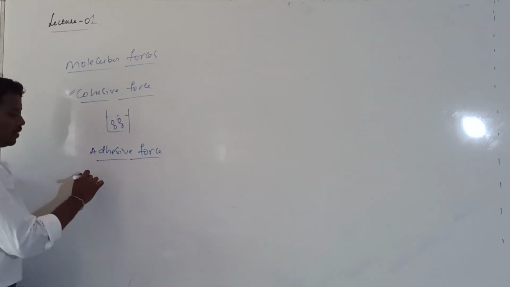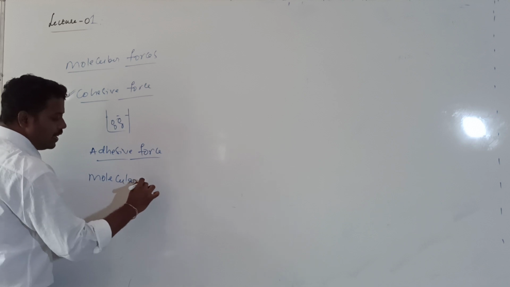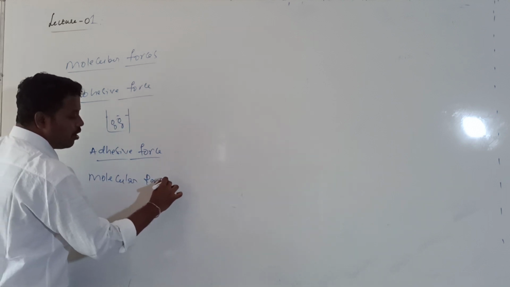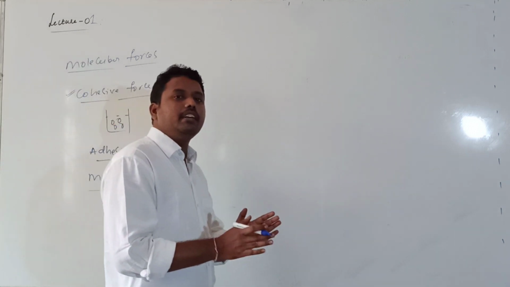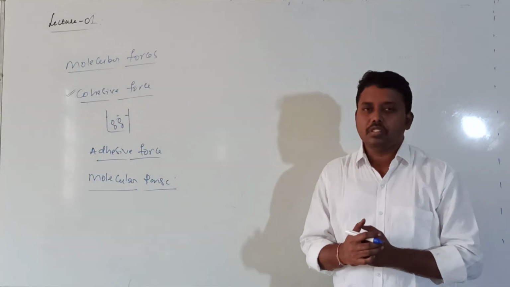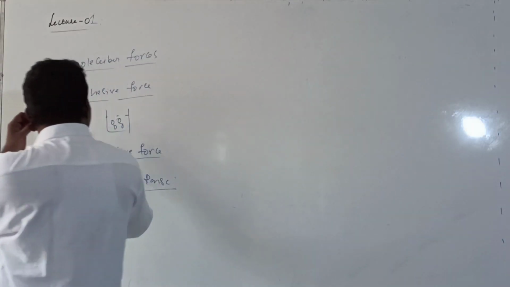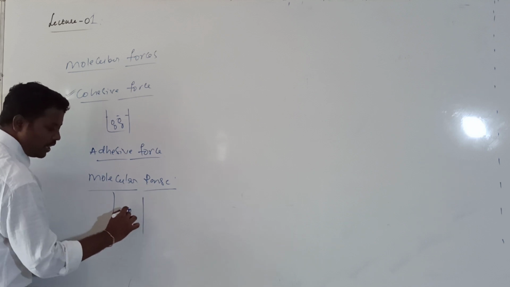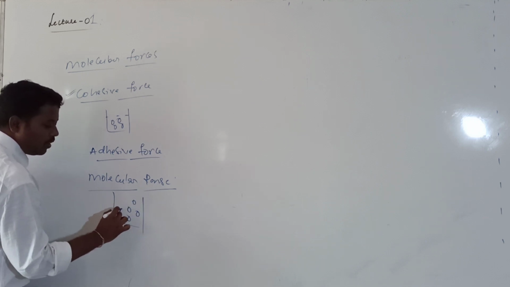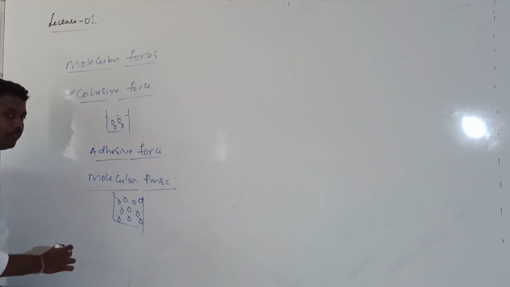So after completion of this, what is the meaning of molecular range? We are discussing some basic definitions in order to explain how the free surface of the liquid exhibits the property of surface tension. What is the meaning of molecular range? If I consider a container filled with some liquid, there are many molecules, but one molecule cannot interact with all the molecules inside the container.